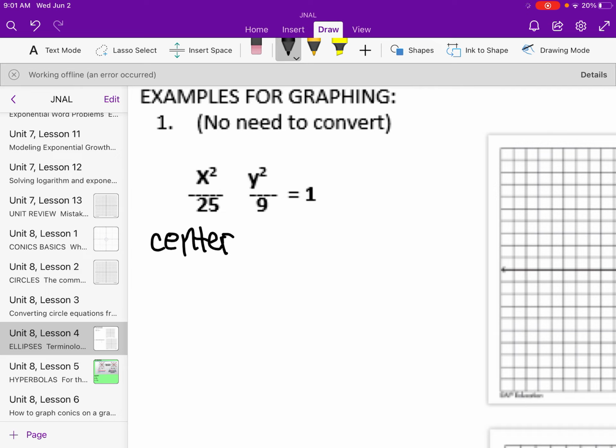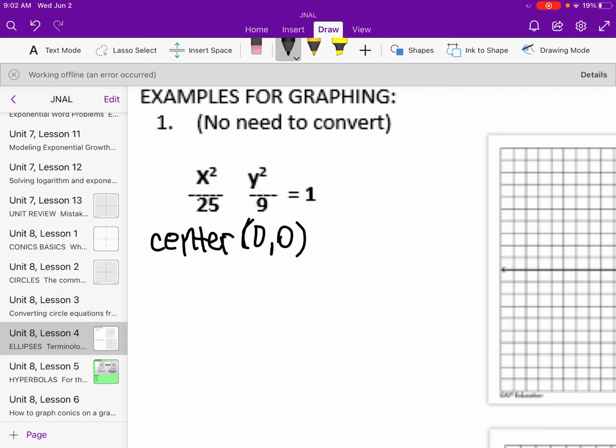But I said that whatever H and K are is what the vertices are. But if you see there's nothing there, that means it's 0. So that means 0, 0. K and H are both 0. So the point is 0, 0. And whenever it is like that, that's a lot easier. So be glad it's like that.